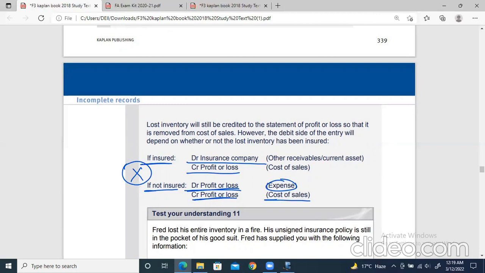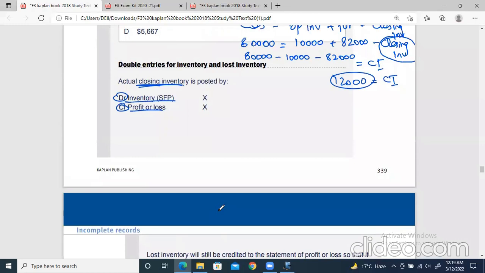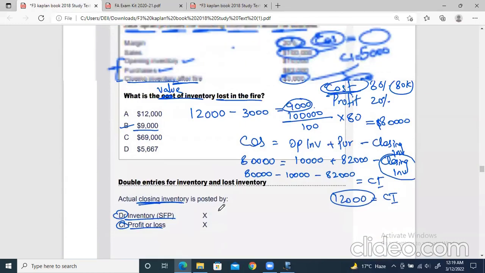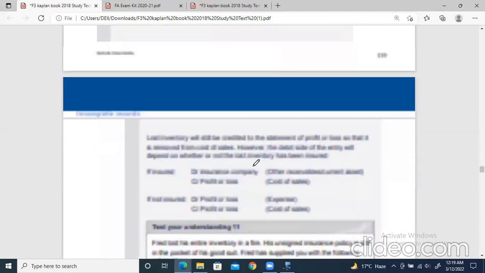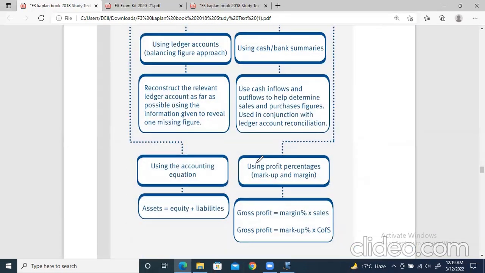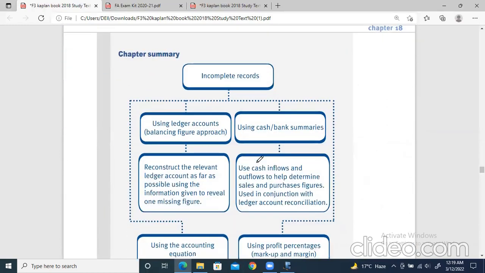So it's very interesting. If you look at a bird's eye view, it's very interesting to understand. But just don't focus on the insured and not insured cases, because I've never seen questions on this. The rest of the things are related to markup, margin, finding the inventory and all that. Most of the things we've already studied in the previous chapters. And after that, successfully the chapter has been finished.